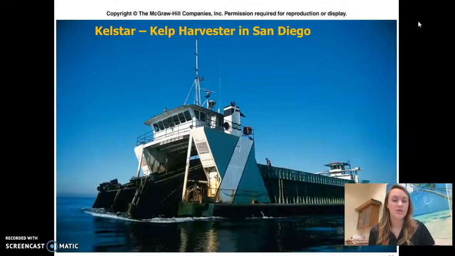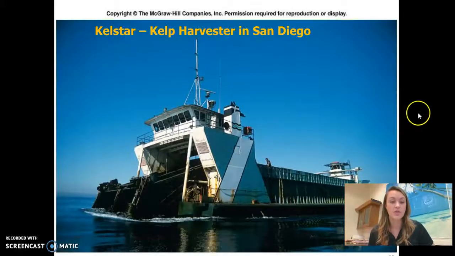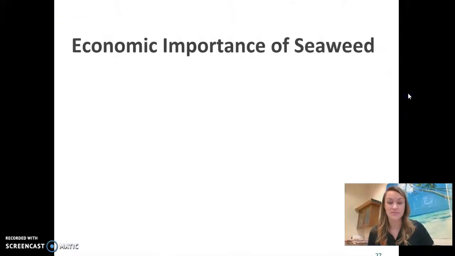And a really cool thing, I think, and I'm going to try to see if I can eventually see this, is something called the Kelstar. And the Kelstar is a kelp harvester that actually goes up and down the coast of San Diego, and it harvests the kelp from the kelp forest off that coast. And it is a huge barge, and basically what it does is it goes through and pulls up the holdfast of these kelps in order to be harvested. Now they are not over harvesting any of these, so they do this all in moderation, but it is used for a variety of different things.